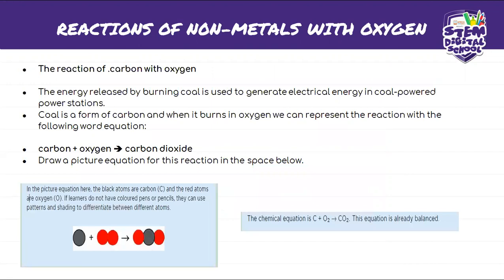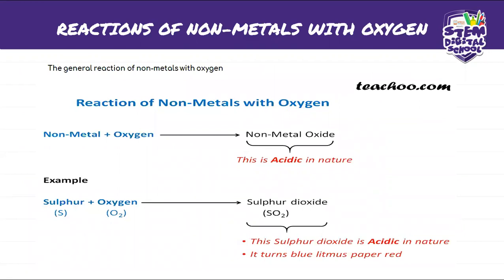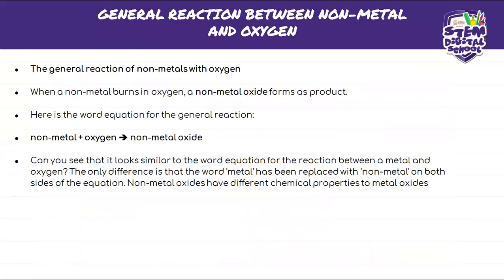Write a picture equation for it. Yes. All right, then this is what we have for carbon already. So this is the general equation. Non-metals plus oxygen will give you what? Non-metal oxide, which is what? Acidic in nature. And then a typical example is sulfur plus oxygen. So this one is also what? Word equation and then what? Symbol equation. Now we also looked at the general equation in words. So the general reaction of non-metal with oxygen: non-metal plus oxygen will give you non-metal oxide.